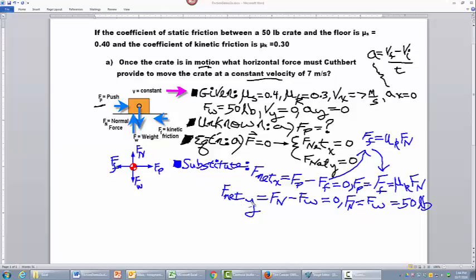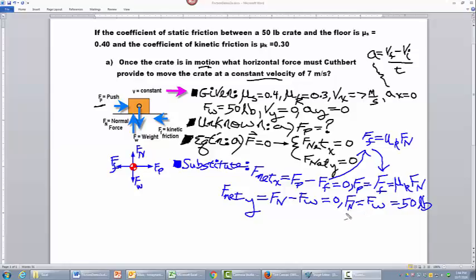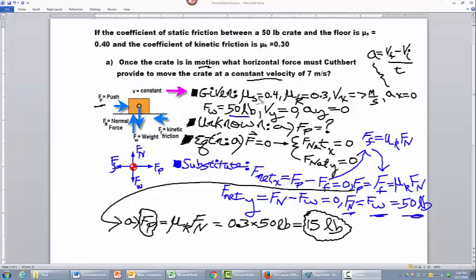We once again go to the force diagram to get the forces along the y-axis. We see that the normal force acts upwards to balance the weight force. So we write normal force, which is positive, minus the weight force is 0. We solve for the normal force. We get that is the weight, and the weight is a given of 50 pounds. We're now ready to solve part A.